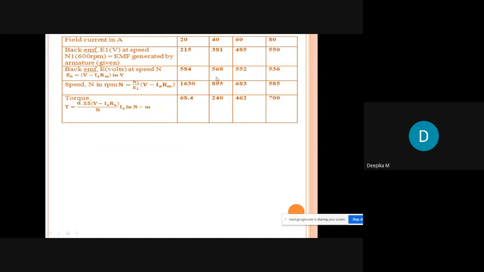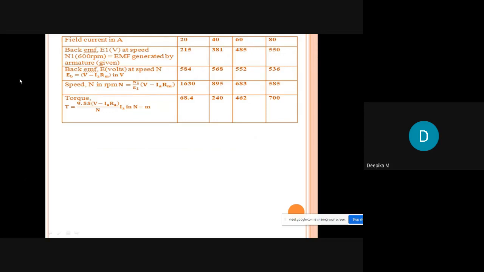Again, for the next set of readings, the voltage V is 600 again, and armature current is 40, and motor resistance is 0.8 ohm. So substitute, and you'll get the value, which is nothing but 568 volts. So in this way, we have calculated the back EMF. Next, let us calculate the speed. So speed is the speed in RPM when it is running as a motor.